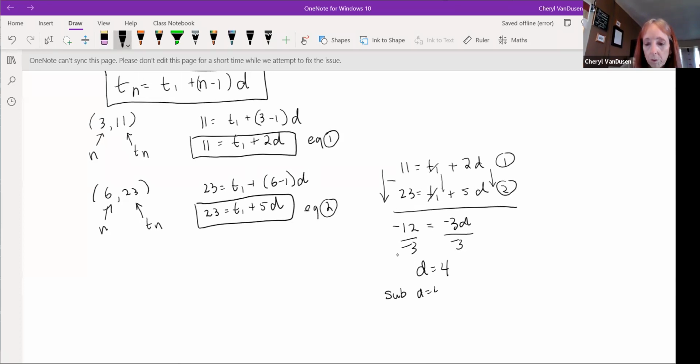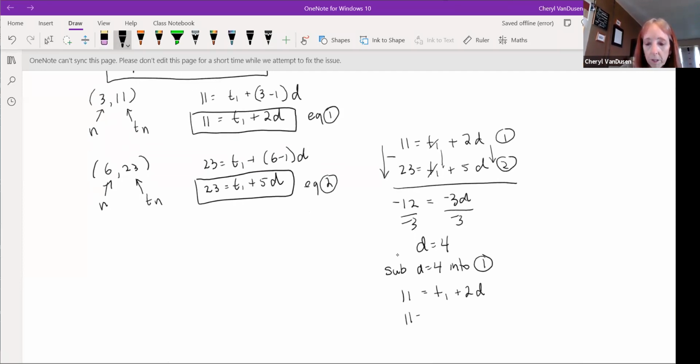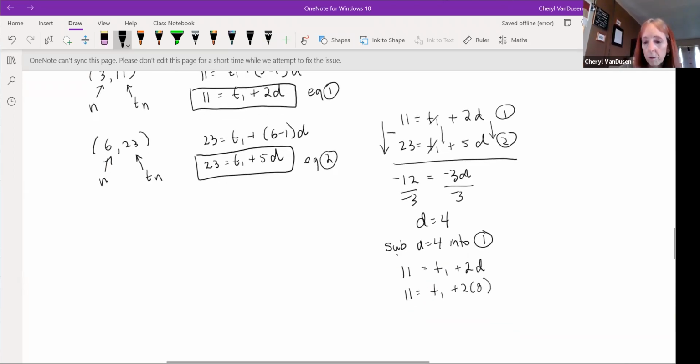So substituting d equals 4 into equation 1, with the circle around it so I know I'm talking about equation 1. Write down equation 1: 11 equals term 1 plus 2d. Put the d value in: 11 equals term 1 plus 2 times... I'm really bad with the substitution today. 2 times 4, I'm doing the multiplication before. So we get 2 times 4 is 8, take away 8, so we get term 1 to equal 3.